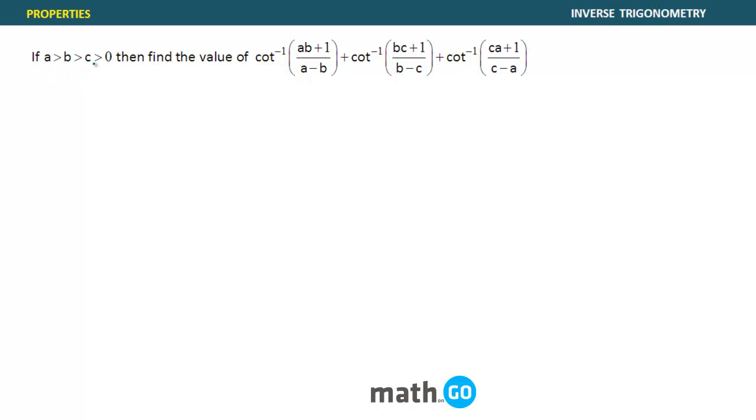It says a greater than b greater than c greater than 0. Then you need to find the value of cot inverse this, cot inverse this, cot inverse this, which is cyclic in order. You can say a minus b, b minus c, c minus a. So there is a pattern here. Now I can convert this problem into a tan inverse problem because that is what I am comfortable with. So I can do this, right? Then I can do this: tan inverse (b minus c)/(bc plus 1), right? And then the last one can be written as tan inverse (c minus a)/(ca plus 1).